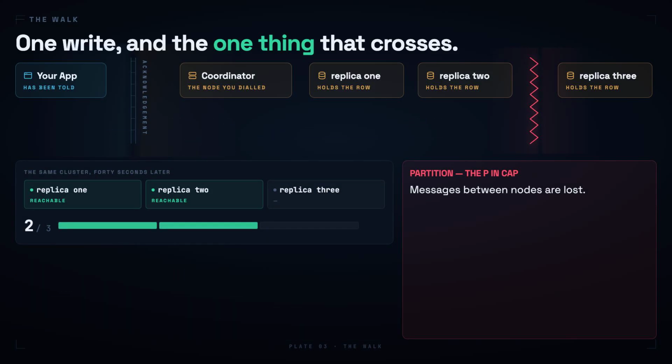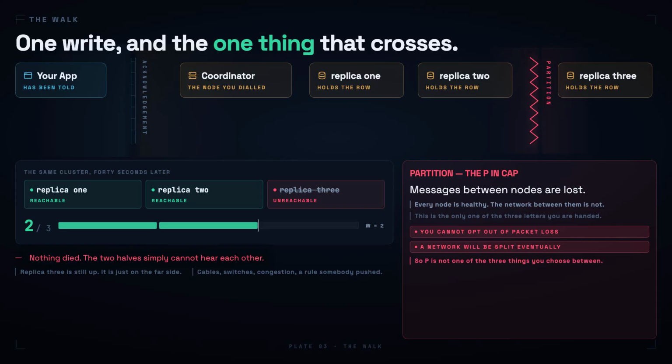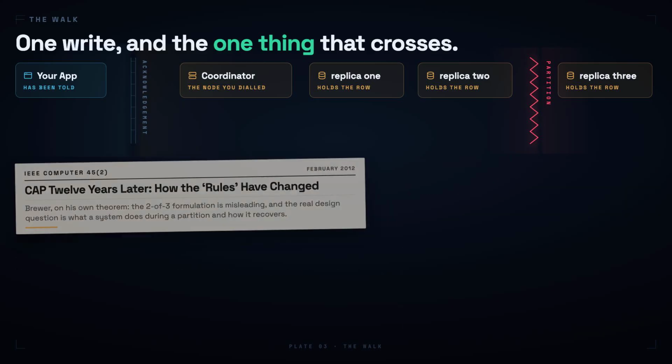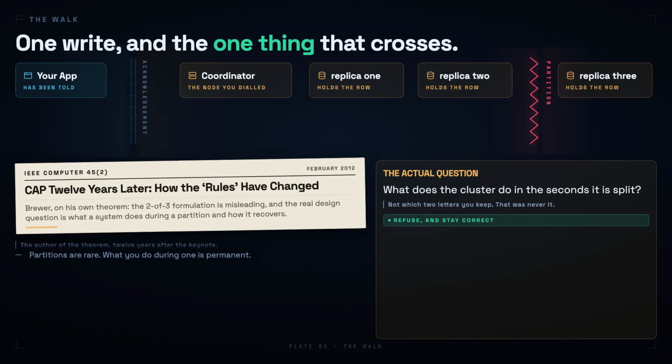Now the network breaks, 1 replica is on the far side of it. Nothing died. The two halves simply cannot hear each other anymore. This is a partition, and it is the P in CAP. You do not get to opt out of it. Packets get lost. A system that spans a network cannot choose to never be split. So the real question is much narrower than picking 2 of 3. The question is what the cluster does in the seconds it is split. It has exactly 2 options, and every database picks one of them.